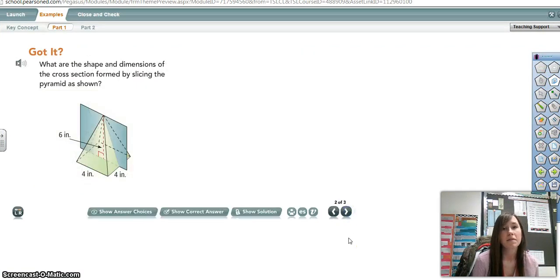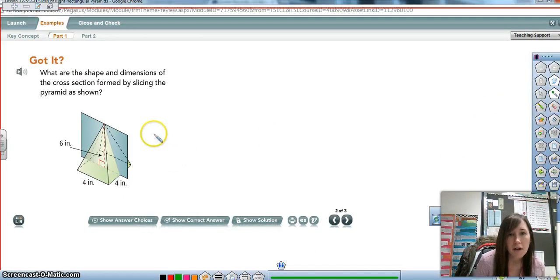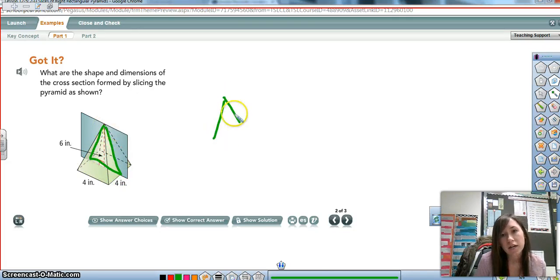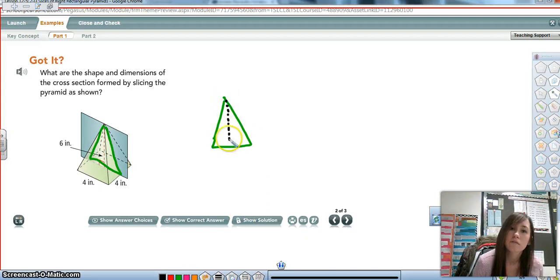Okay, what are the shape and dimensions of the cross section formed by slicing the pyramid as shown? Well, we can color or highlight the triangle that we're slicing. We can even sketch it here to the side so it looks something like this. We want to know how wide it is, and we want to know how tall it is. Well, the height of this green triangle is going to be the same as the height of our entire pyramid. So 6 inches for the height.